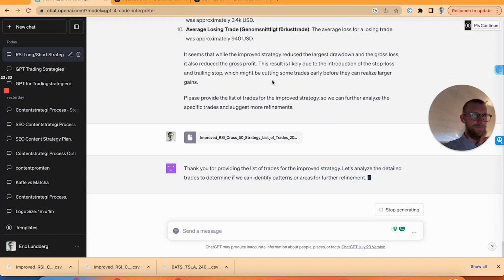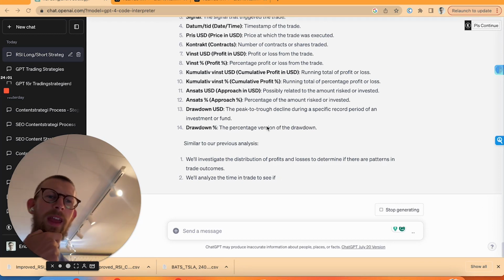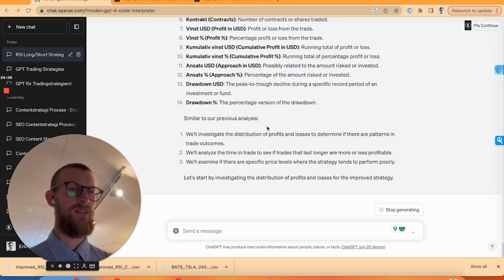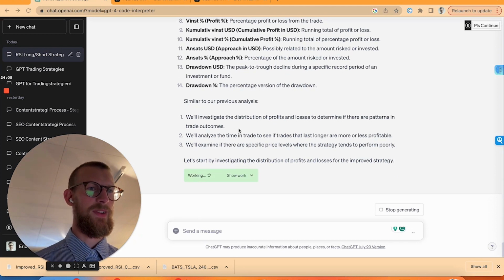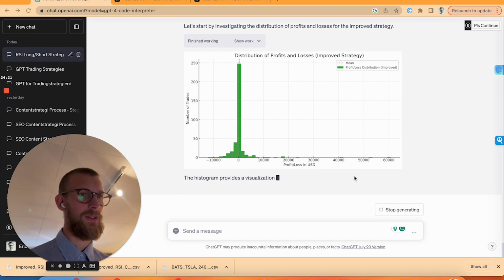Sending. Shouldn't AI be able to backtest it by itself? Let's ask that. We'll investigate the distribution of profits and losses, analyze the time in trades, and so on.